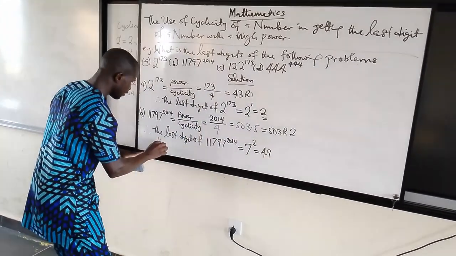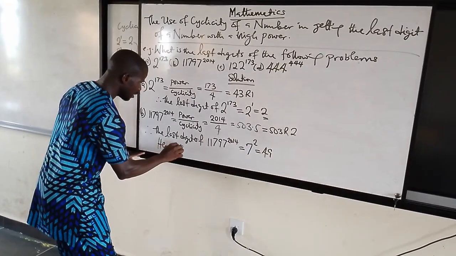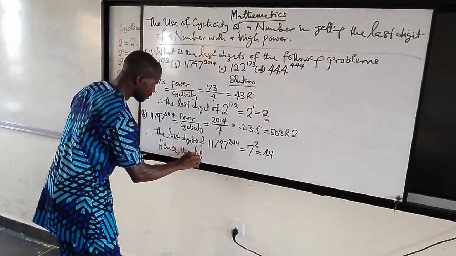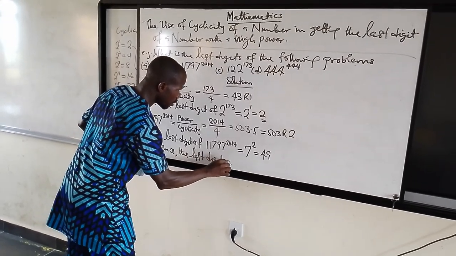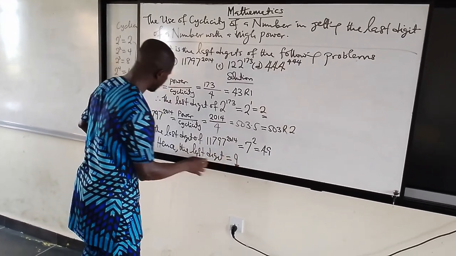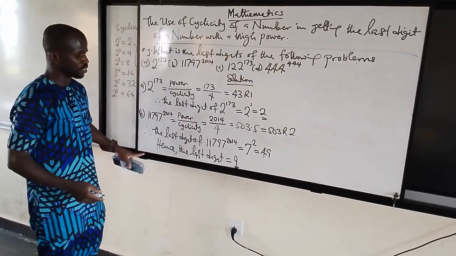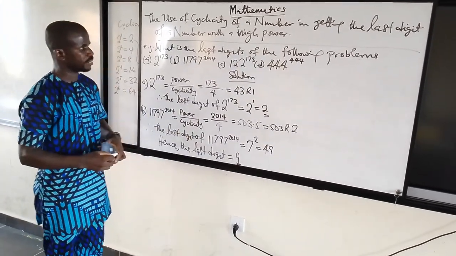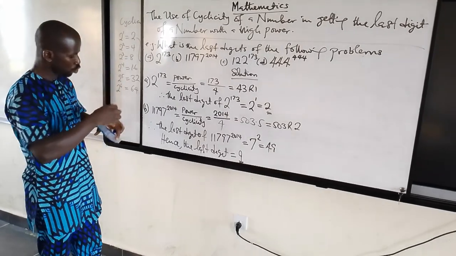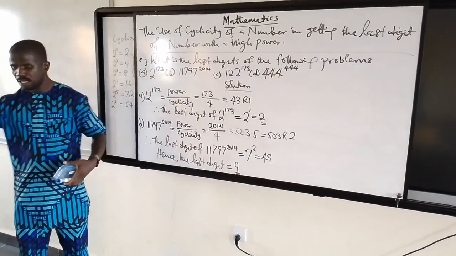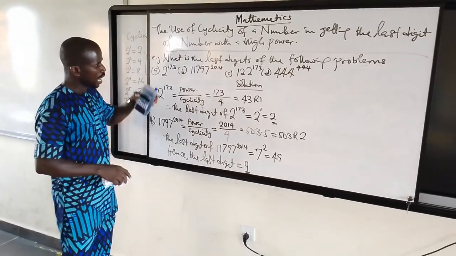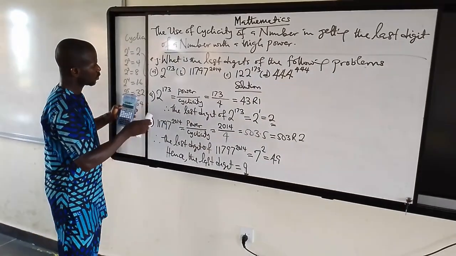Hence, the last digit will be 9. That's the last digit of this number raised to this power. Now let us see how we can solve the third question here on the board. Right now, I will erase this one for now.